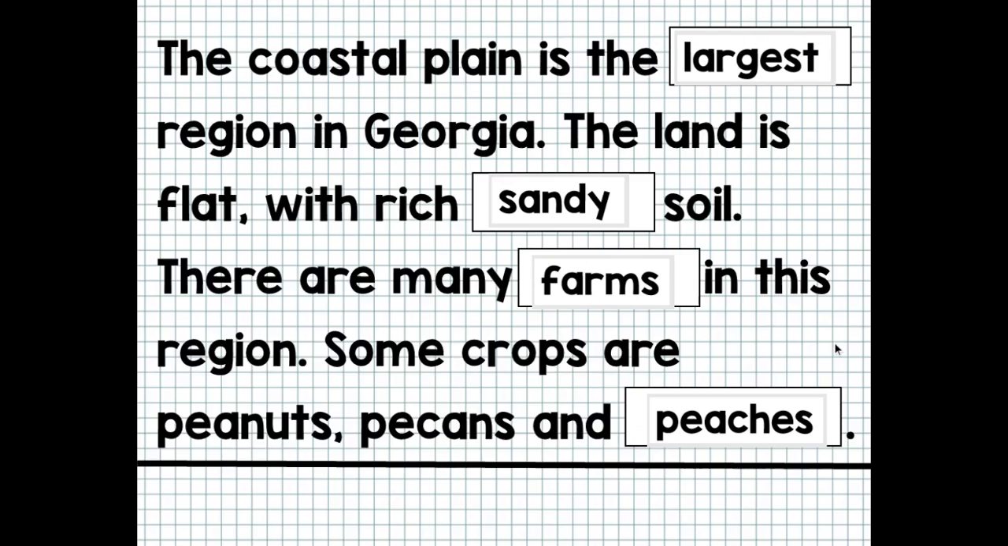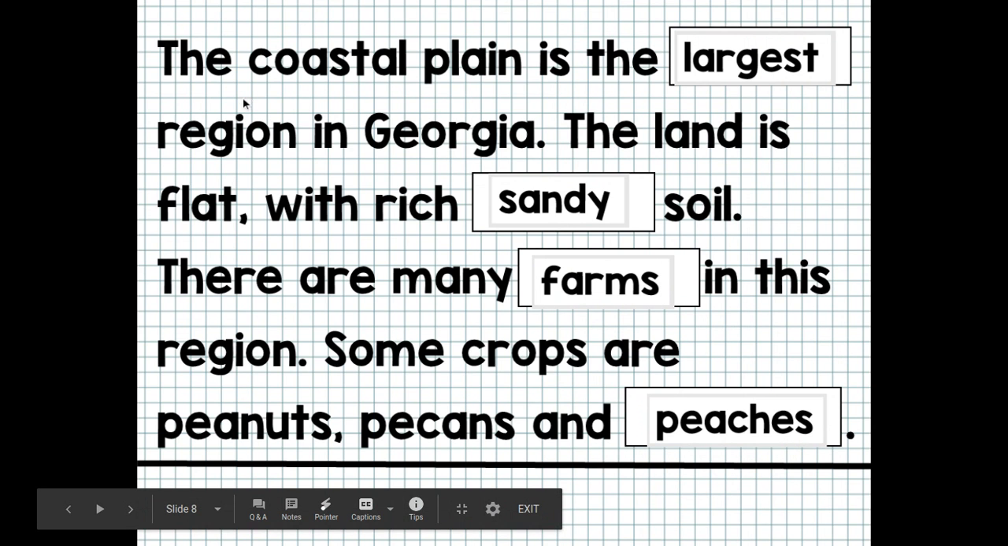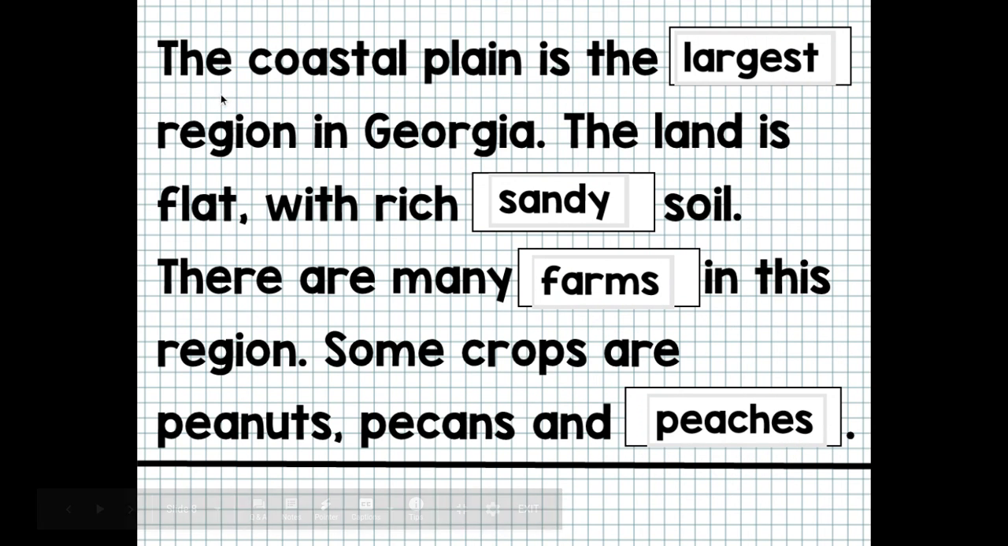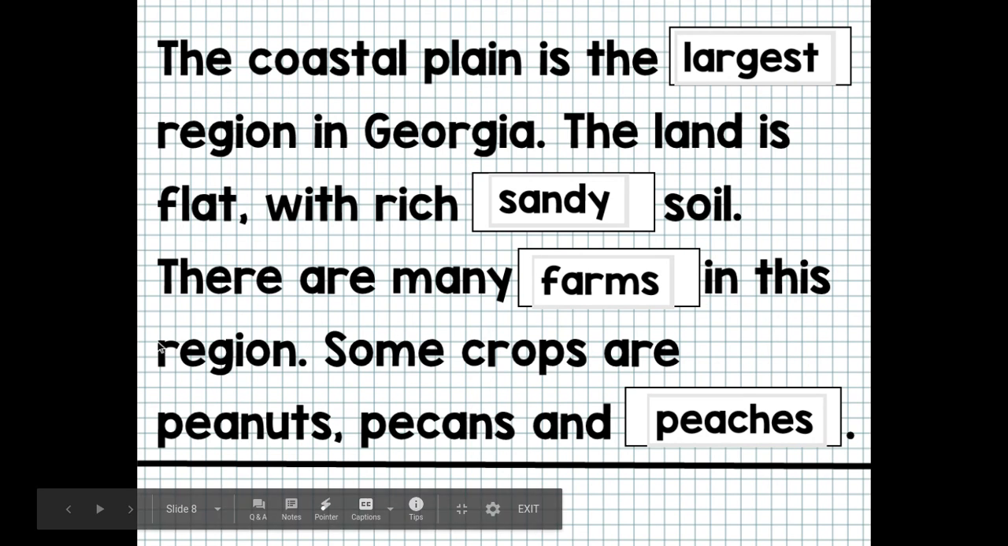Here's a video that we watched, GPB. You can watch it again if you want to. Here are our most important facts. The coastal plain is the largest region in Georgia. The land is flat with rich sandy soil. There are many farms in this region. Some crops are peanuts, pecans, and peaches. Georgia is known for peaches. Peaches and peanuts are very popular in Georgia.